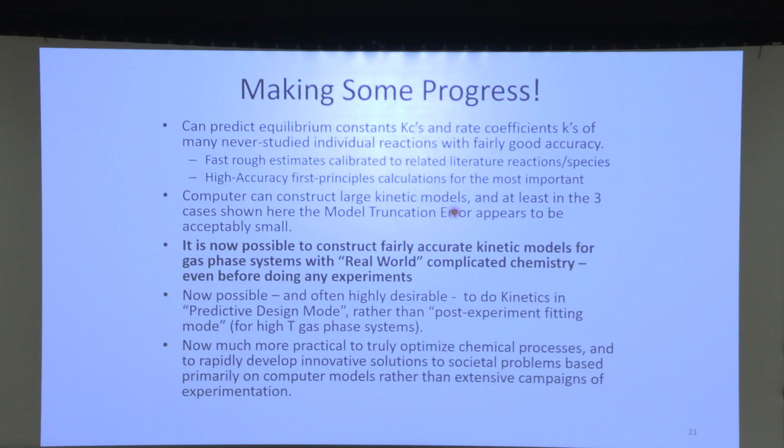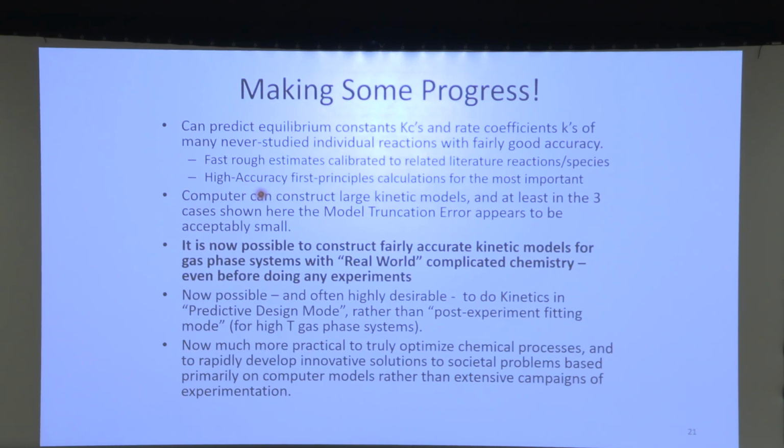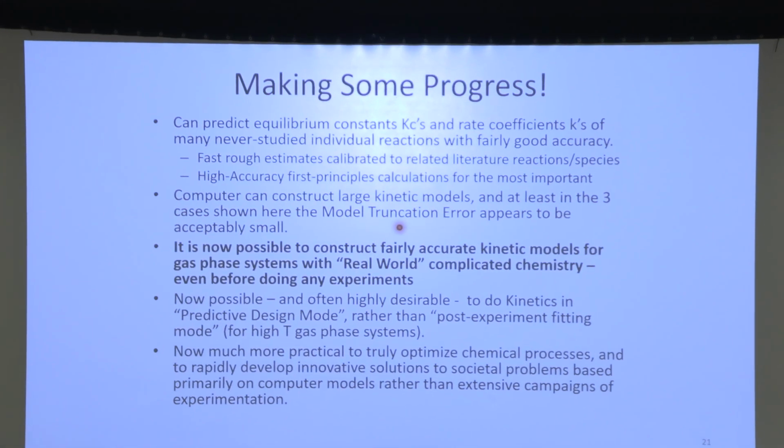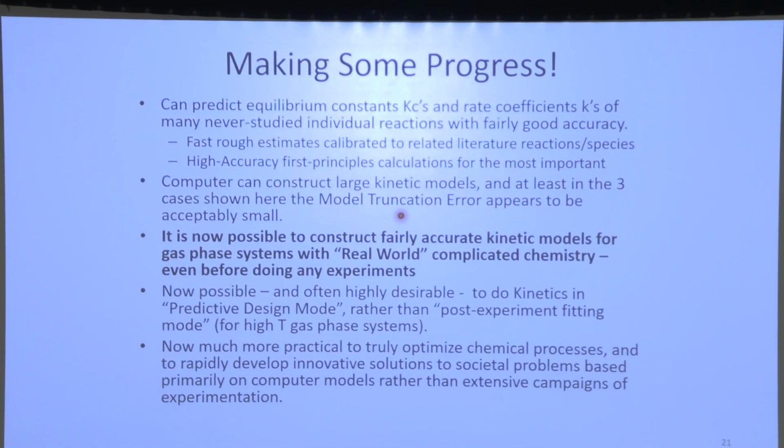We can predict the equilibrium constants and the rate coefficients for many reactions never studied by anybody with pretty good accuracy. And then you can make very quickly rough estimates of all the other numbers we want. And if you really want to, you can do really high accuracy calculations. It takes some effort, but you can do it. And the computer can construct pretty large kinetic models. And at least in these cases, apparently the model truncation error was acceptably small. So we were able to get good comparisons to the experiment.